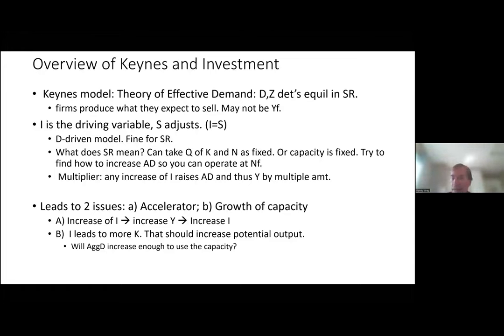And then the one that I think is actually more interesting is that investment is going to lead to more capital that increases potential output. And that led to the question, how can you be sure that aggregate demand increases in pace with potential output as investment proceeds? And then this led on to growth theory. So those are the two topics I'm going to go through.